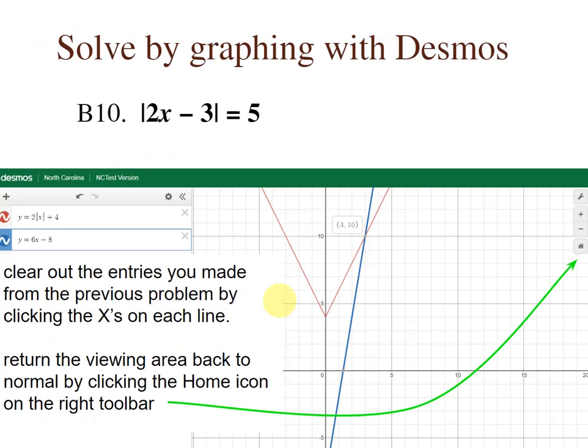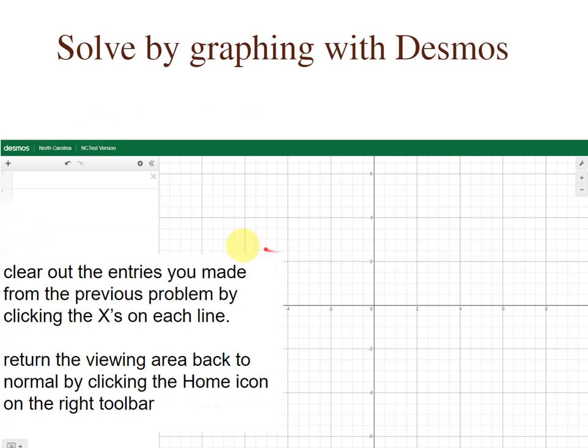Okay, so to go back to the regular viewing area, we're going to push this home button here. And to clear out our entries, just click that little X and that'll make both of these go away. And so now I want you to go ahead and solve this one, B10. It's the absolute value of 2x minus 3. Now all you're going to do is put y equals the absolute value of 2x minus 3 on one line, and then y equals 5 on the other line. And then try to find out where they intersect. And those are going to be your answers, the x values. Why don't you pause the video and try that, and then start back up again when you're ready.